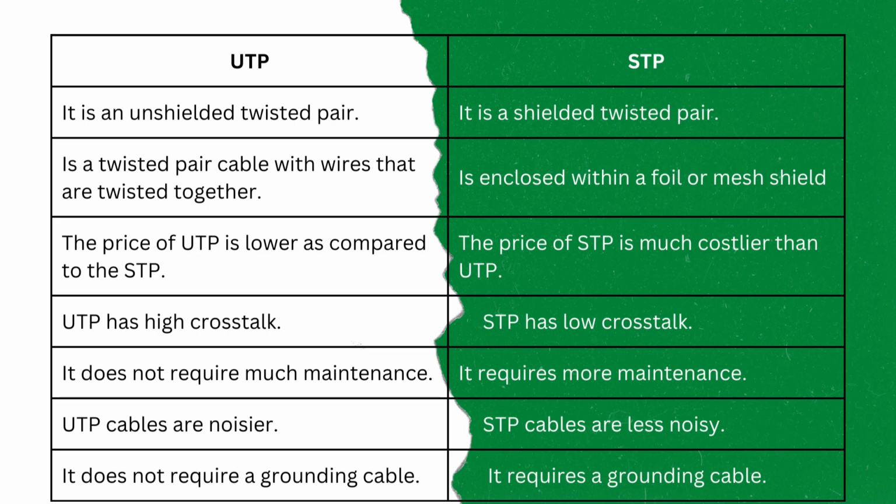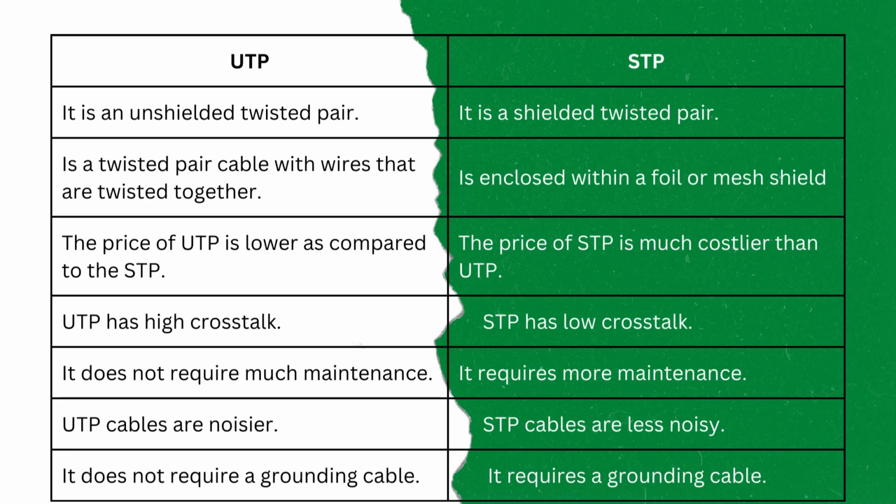Okay, this is a comparison between UTP and STP using the things that we have learned so far. UTP is an unshielded twisted pair. STP is a shielded twisted pair. UTP is a twisted pair cable with wires that are twisted together, whereas STP is enclosed within a foil or mesh shield. The price of UTP is low as compared to STP. The price of STP is much costlier than UTP.